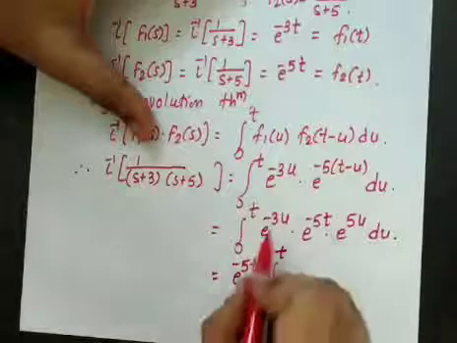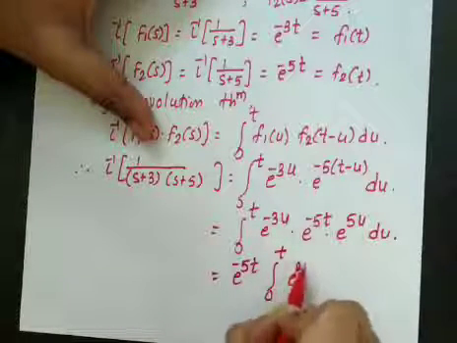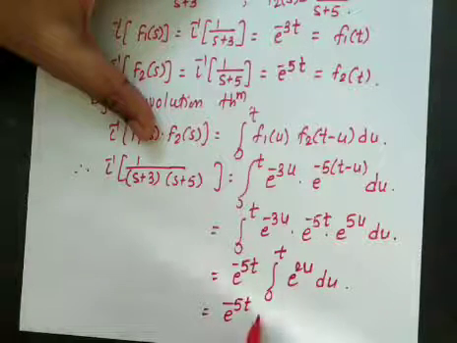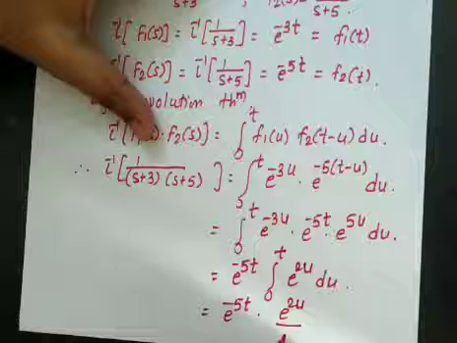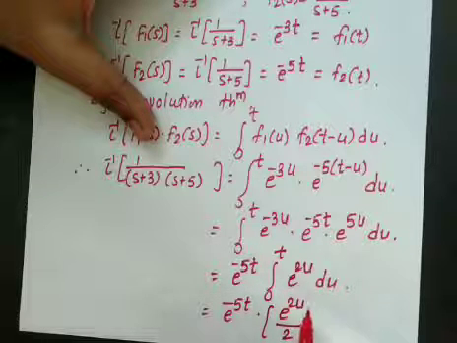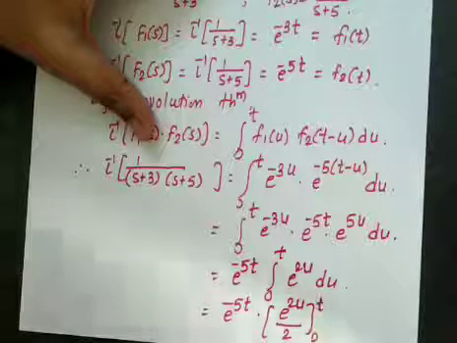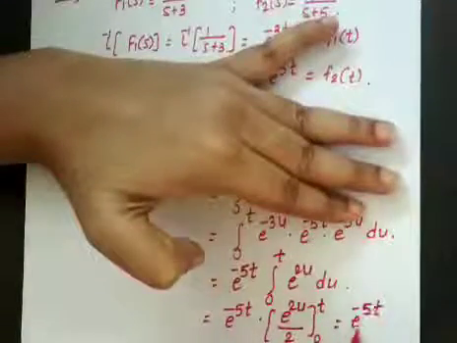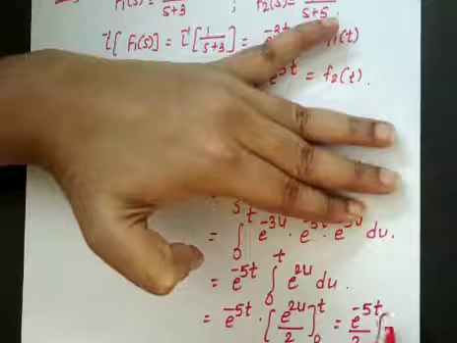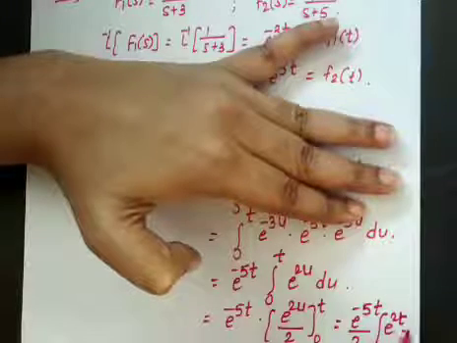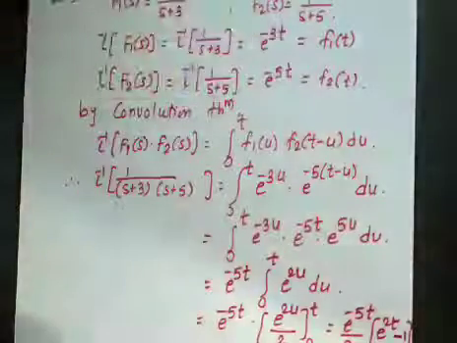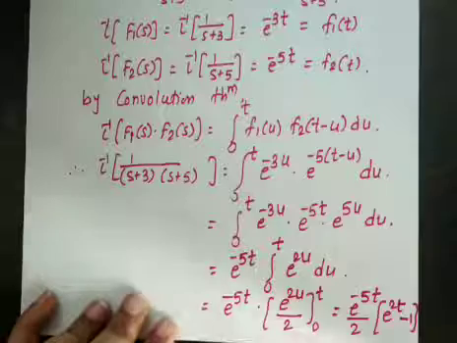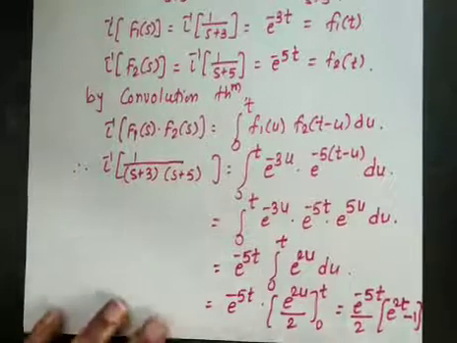Integration 0 to t e raised to 5u minus 3u, that is e raised to 2u du, that is e raised to minus 5t into e raised to 2u upon 2 from 0 to t, that is equal to e raised to minus 5t by 2 into (e raised to 2t minus e raised to 0, that is 1). And then you can stop here, this is your answer.